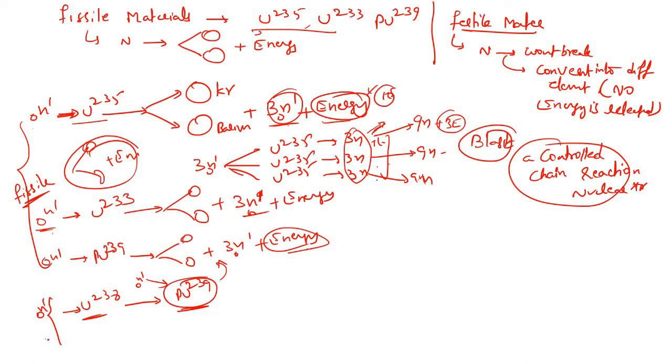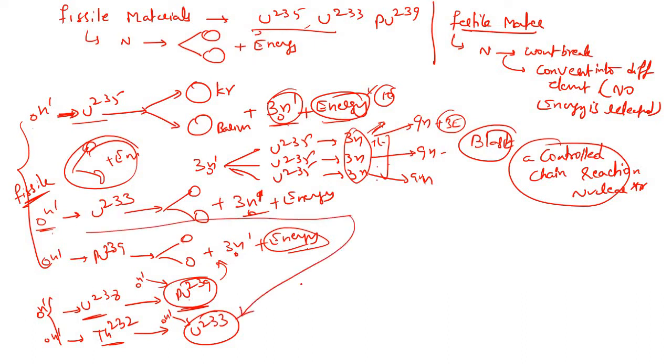Similarly, if a free moving neutron is bombarded on thorium-232, then it won't split, instead it will convert into uranium-233. And similarly, if uranium-233 is bombarded with a free moving neutron, then the above reaction will occur. So in this process, at the next stage, it will release energy.